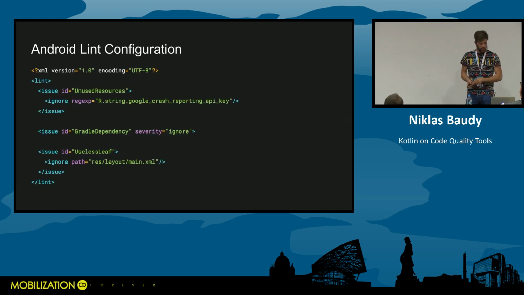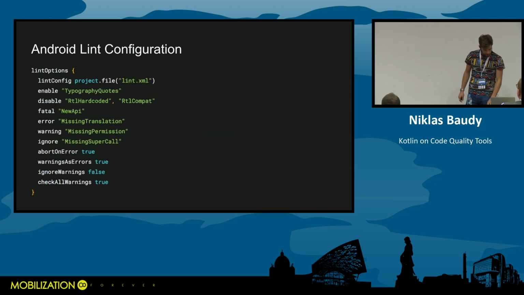The Lint configuration looks like this. It's an XML file, and every rule usually has an ID. For instance, unused resources, and then we can say, okay, this rule we want to ignore in a certain regular expression. We can also say that we want to ignore an entire rule, the Gradle dependency, and we can also say on the path that we want to ignore the useless leaf.